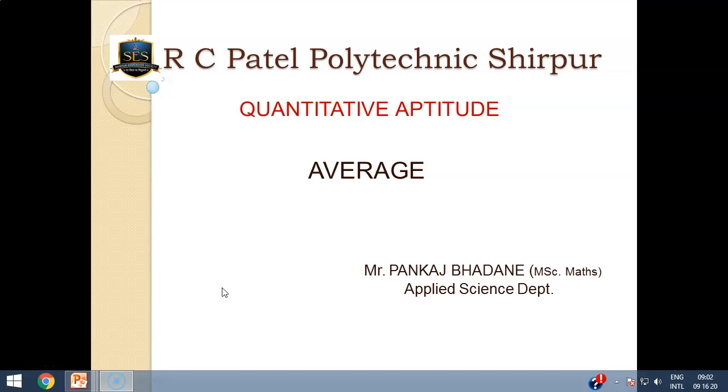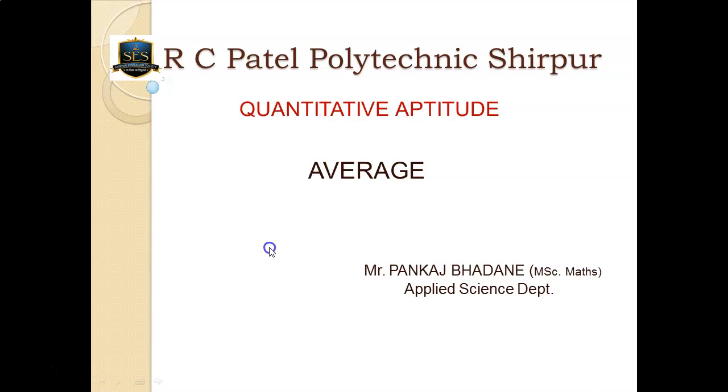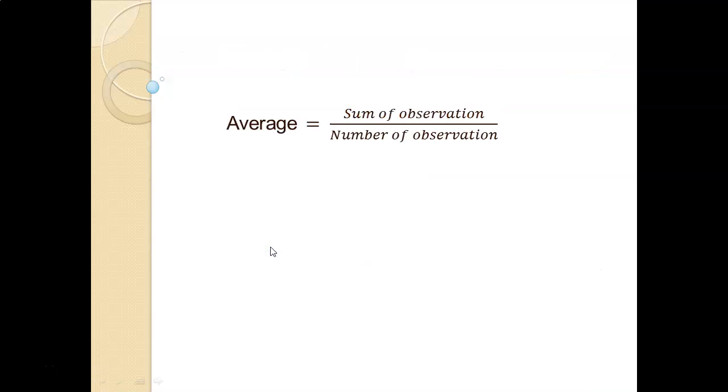Now average is the central value of the data. So let us see what is the mathematical formula of average. Average is nothing but the sum of observations divided by the number of observations.